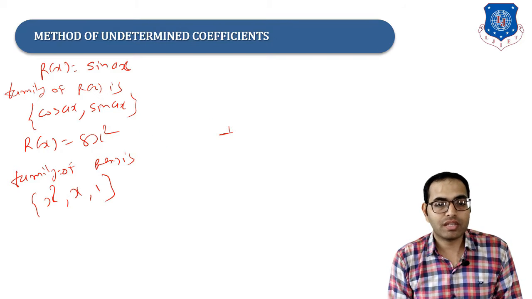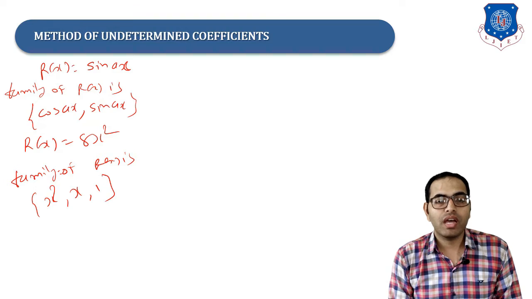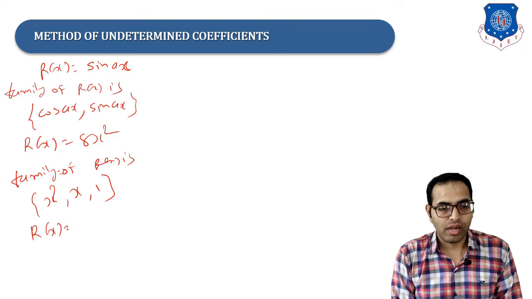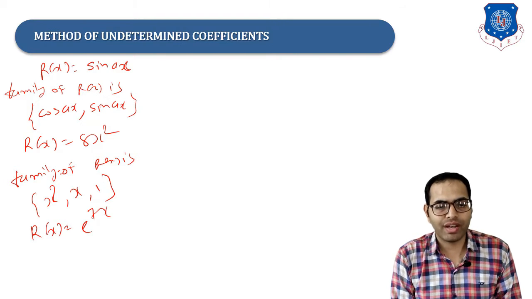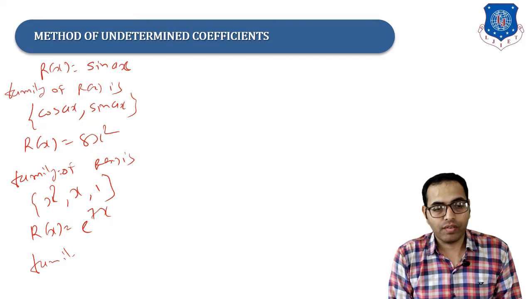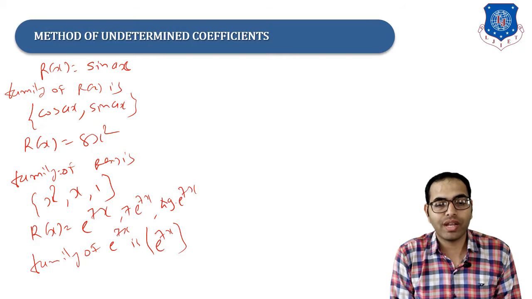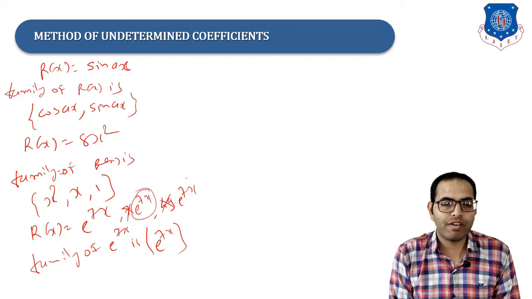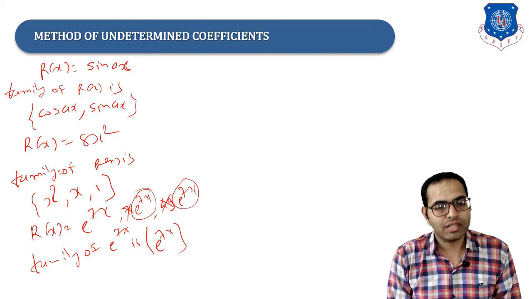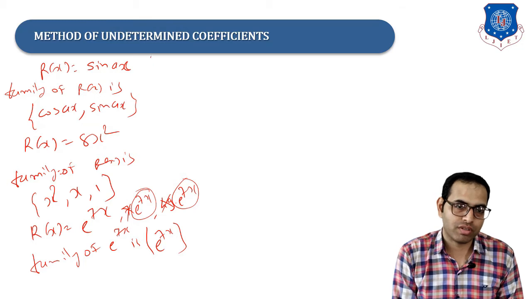Suppose we have an exponential function, r of x equals e raised to 7x. Then the family of e raised to 7x is the set e raised to 7x, because whenever we take the derivative of that term we get 7 e raised to 7x, then 49 e raised to 7x, etc. The constant terms are neglected, so our function in terms of x is e raised to 7x. The family of an exponential function is the exponential function itself.